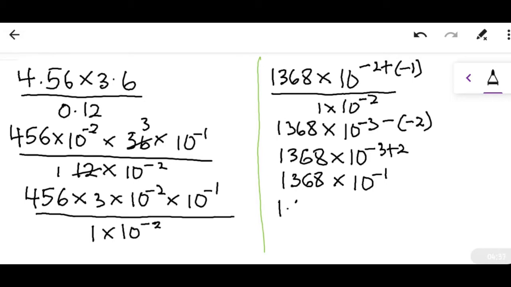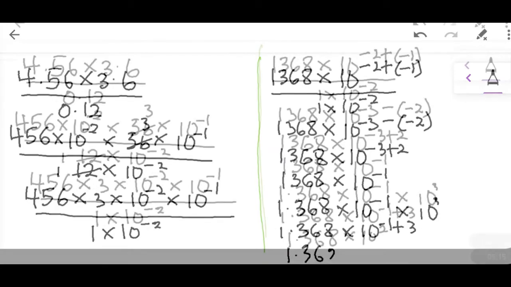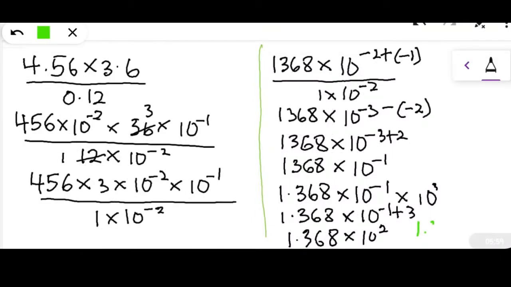Or we can decide to write 1.368 in standard form and then we do indices to get our final answer. So 1.368 multiplied by 10 to the power negative 1 multiplied by 10 to the power 3. Yes. You can also write 1.368 multiplied by 10 to the power 3 multiplied by 10 to the power negative 1. We're doing this so that we get the same answer, 1.368 multiplied by 10 to the power 2. This is the same as what we had previously. Okay. So we move on to our second question.